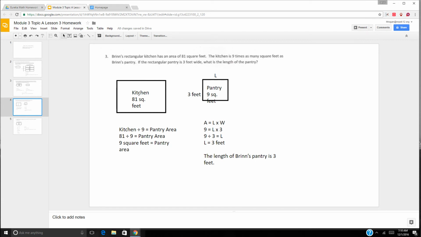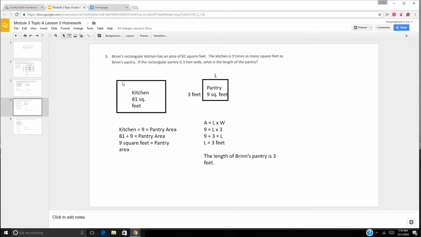Bryn's rectangular kitchen has an area of 81 square feet. So you need to have that labeled. The kitchen is 9 times as many square feet as the pantry. So this is 9 times larger than the pantry. If the rectangular pantry is 3 feet wide, what is the length?